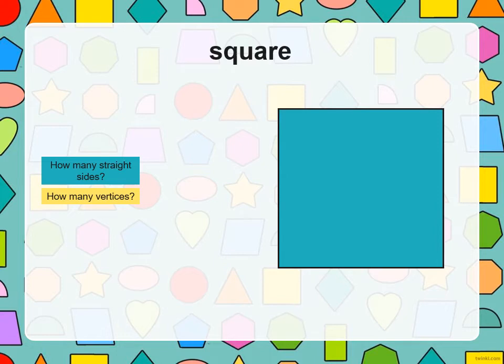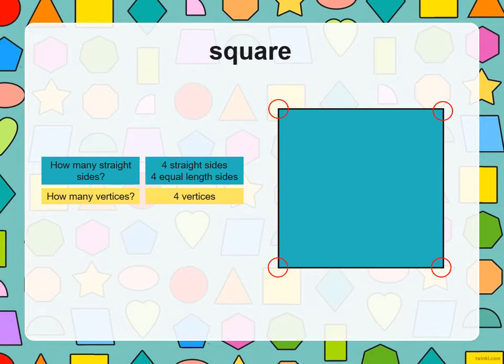Okay, our square. How many straight sides does a square have? I bet you all know that really well. And how many vertices? Let's take a look. 4 straight sides, 4 equal sides in length, and 4 vertices. We can see our corners here where our straight sides meet.